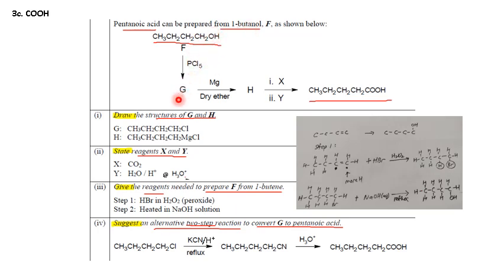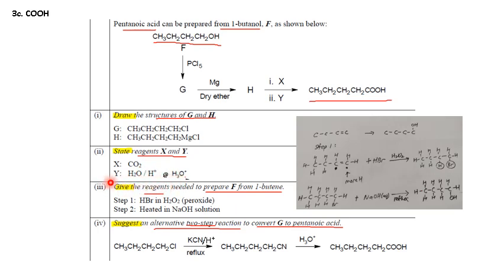Substitution happens, so it will form a haloalkane, and then the haloalkane will react with magnesium in dry ether, so it will form the Grignard reagent H, and then the Grignard reagent H forms carboxylic acid. So if from Grignard reagent you want to form carboxylic acid, it must react with CO2 and then hydrolyze. So the answer for G is OH substituted by Cl, and then form Grignard reagent with MgCl. Okay, X is carbon dioxide, and then Y is H3O plus or H2O/H plus.